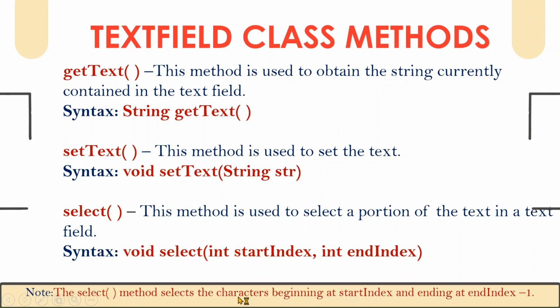So here I put a note. The select method selects the characters beginning at the start index and ending at the end index minus 1. So instead of going for 3 characters, HEL, H stands for 0, E stands for 1, L stands for 2. So I put here one more extra, 3. So end index minus 1, right? So you get 0 to 2 only. Like that you need to mention.